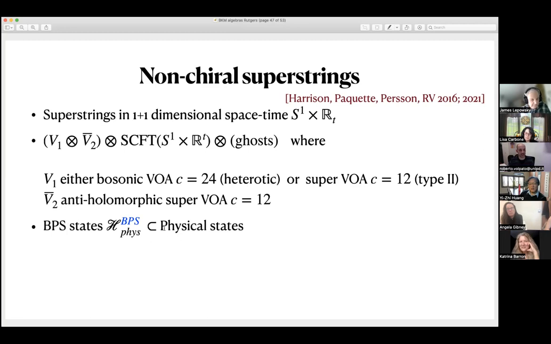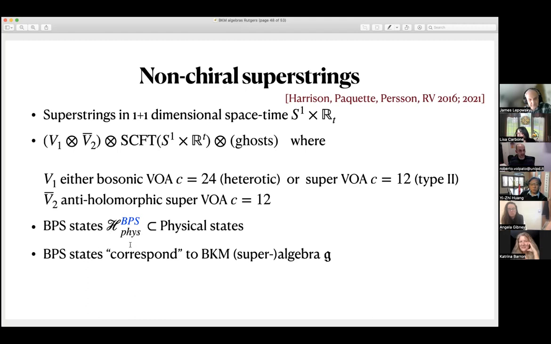Now, you can build the space of physical states using some more complicated version of BRST cohomology. But you don't get a BKM superalgebra just on the space of physical states. You have to do something a bit more complicated. You have to restrict to some special states, which are called BPS states, which are invariant under some supersymmetry in spacetime. If you restrict to this subspace in this particular kind of model, then you find that this subspace corresponds to either a BKM algebra in the heterotic construction or a BKM superalgebra.